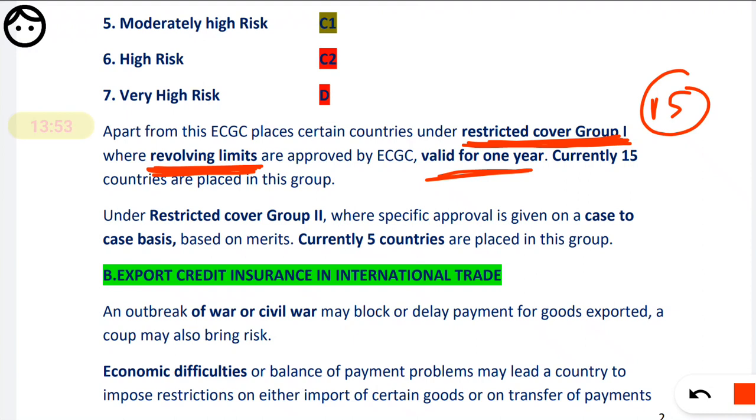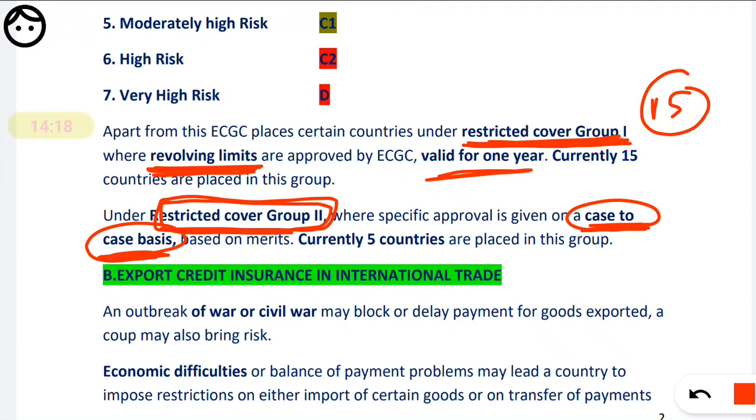Also remember, there is a restricted cover group 2. In restricted cover group 2, ECGC places countries on a case to case basis. That means for individual countries, the particular case is discussed with the board of directors, and then they place that country in that group. So it is a case to case basis. In group 2, currently 5 countries are placed.